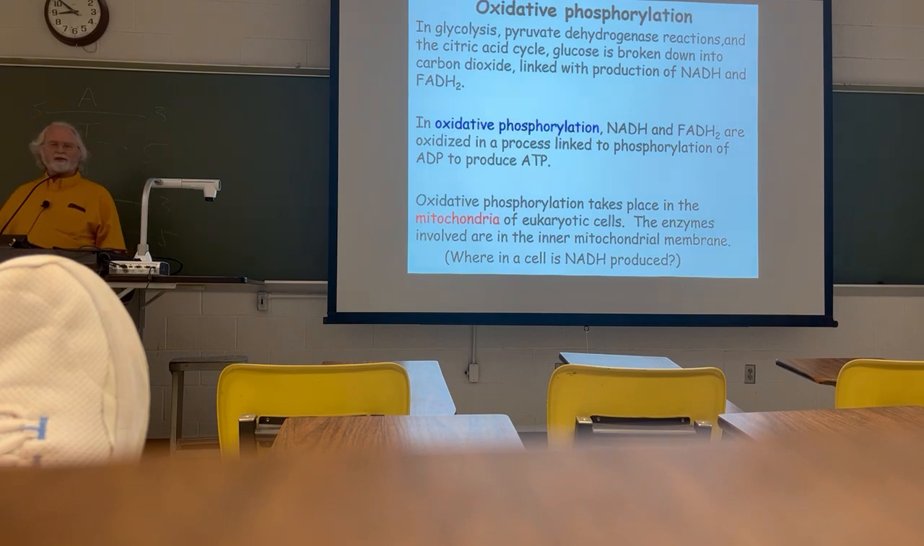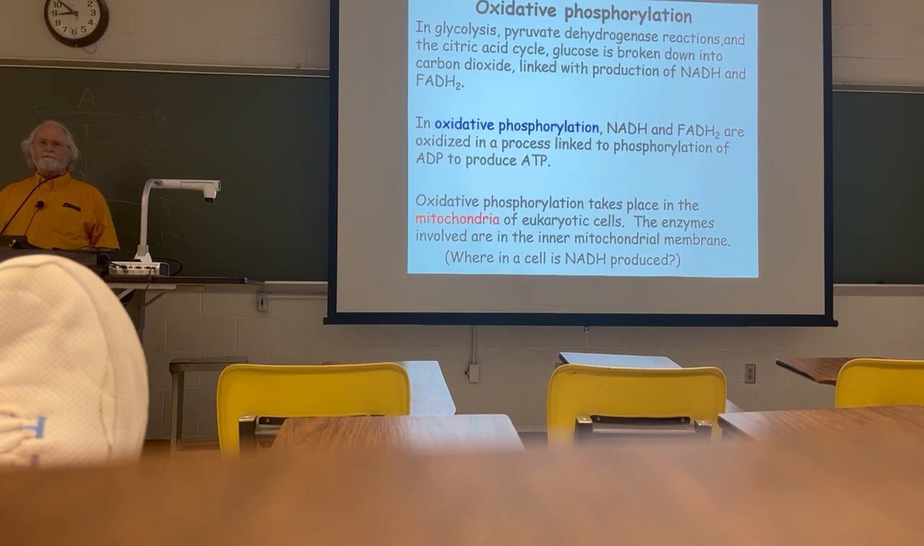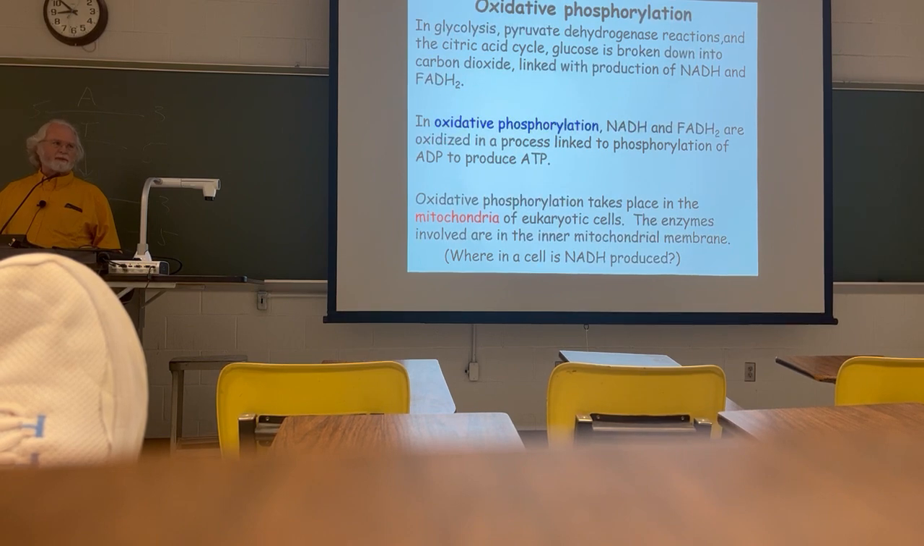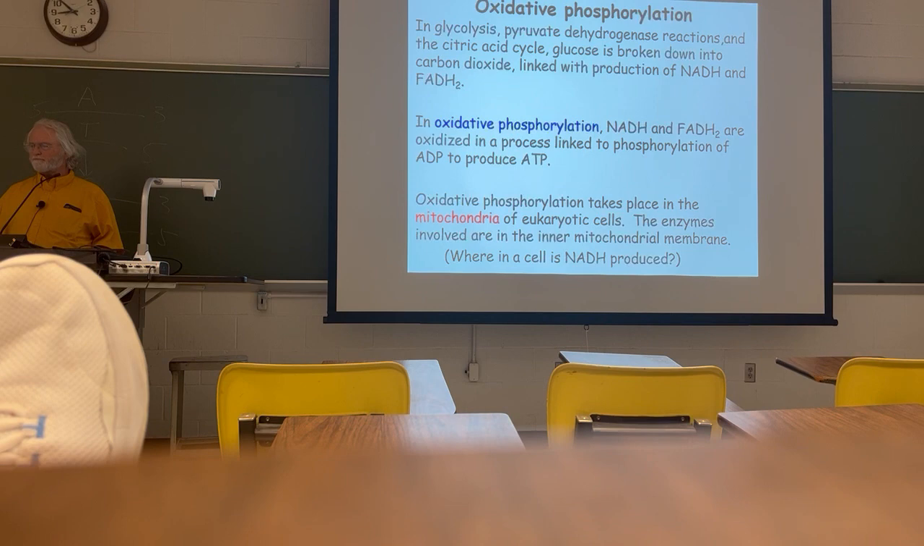So the pathway is called oxidative phosphorylation. It's oxidizing NADH and FADH2 and reducing at the end molecular oxygen to make water. And it's phosphorylation of an ADP to make ATP. And those are linked together through a pathway.